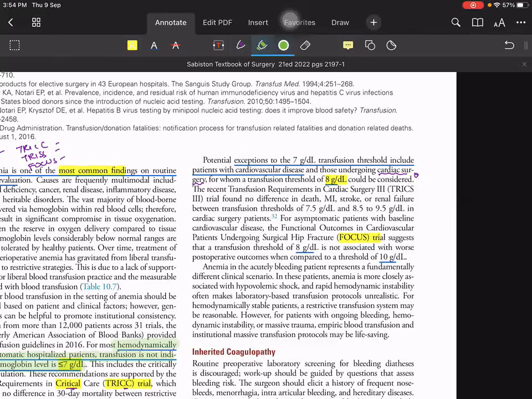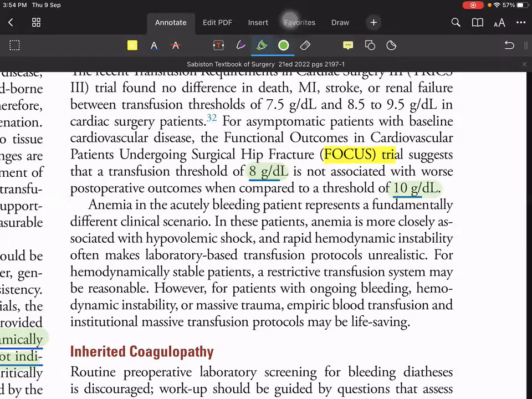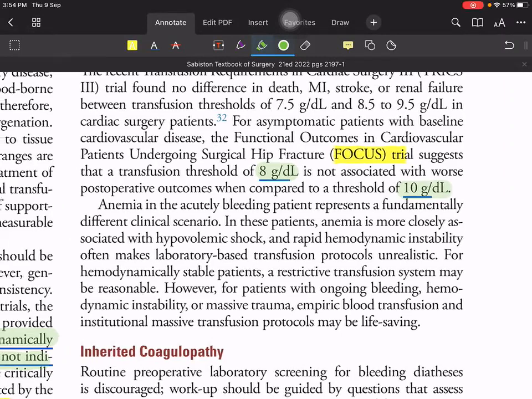So next is the FOCUS trial. What the FOCUS trial is telling is that a transfusion threshold of 8 gram per deciliter is not associated with worse postoperative outcome when compared to a threshold of 10 gram per deciliter. Transfusion threshold of 8 gram per deciliter is not associated with worse postoperative outcome when compared to threshold of 10 gram per deciliter. Understood, it is self-explanatory.